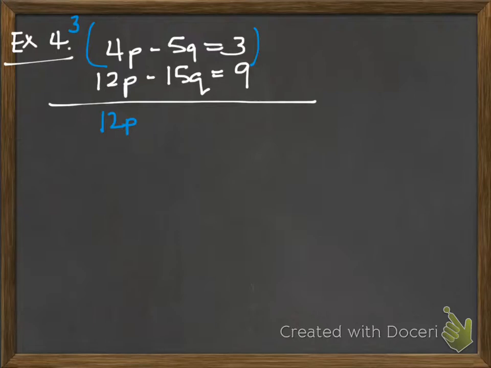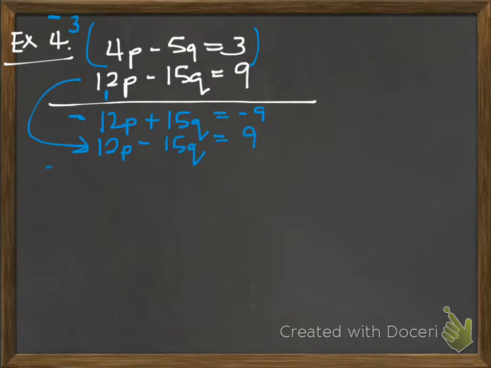But I need it to be negative so they cancel out if I'm going to use addition. So I'm going to multiply by negative 3. So negative 3 times 4 is negative 12p. Negative 3 times negative 5 is positive 15q. Negative 3 times positive 3 is negative 9. Now, will these cancel right here? Will 12 and 12 cancel? Absolutely, because this one's negative, so they'll cancel. So just go ahead and bring this down, and now you have 12p minus 15q equals 9.